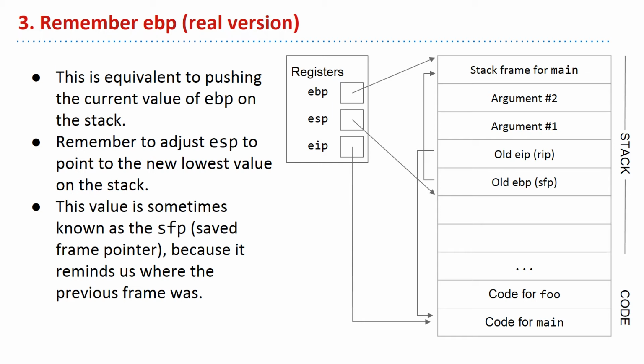It's because EBP is soon about to change. So when the new stack frame comes into effect, EBP is going to change. And when that happens, the value that you see now in the stack is going to have been the old EBP. And this value is sometimes also called the SFP, which stands for saved frame pointer, because we're saving a pointer to the previous frame.